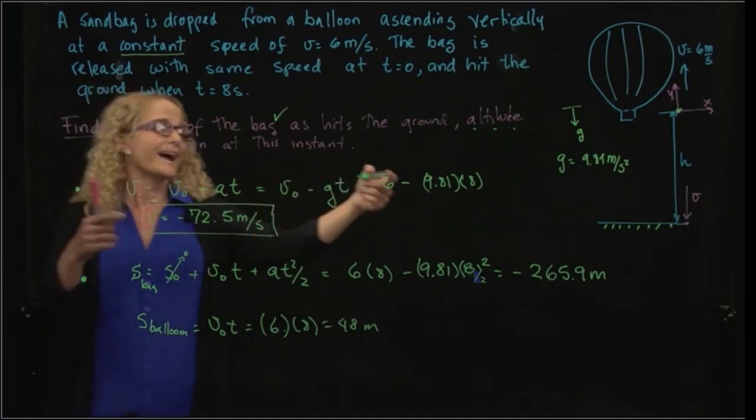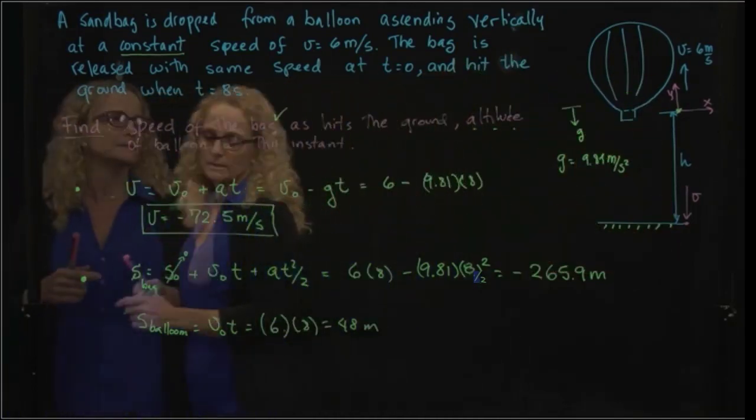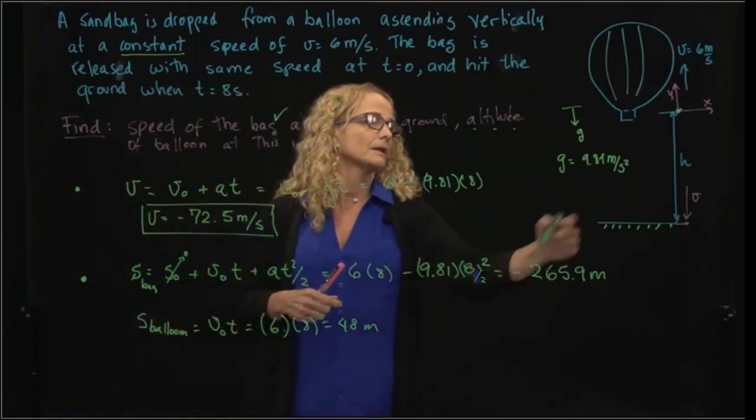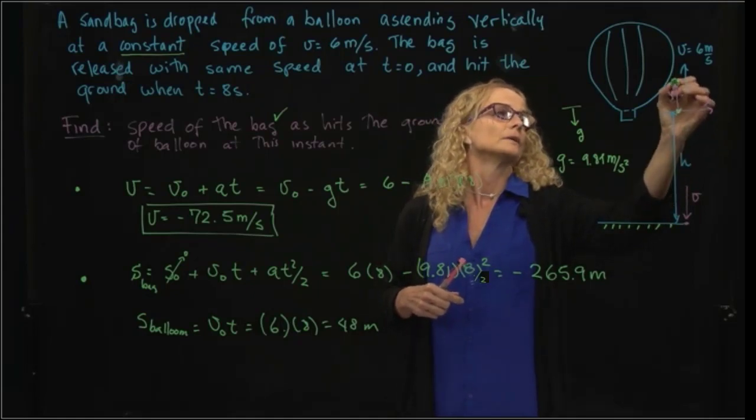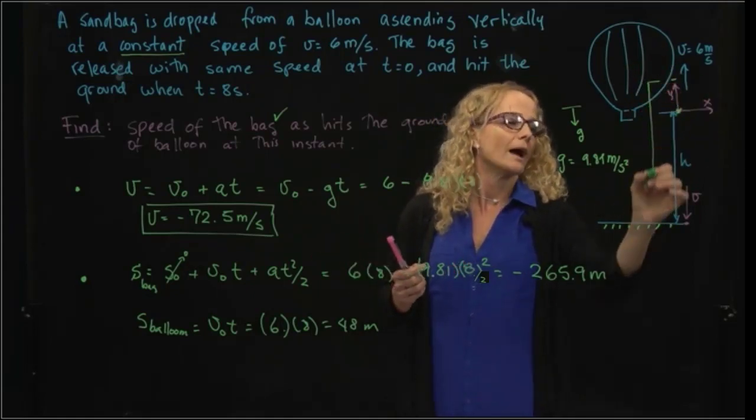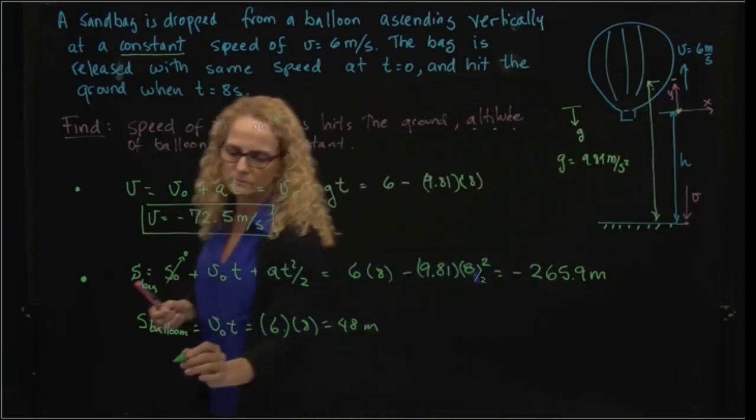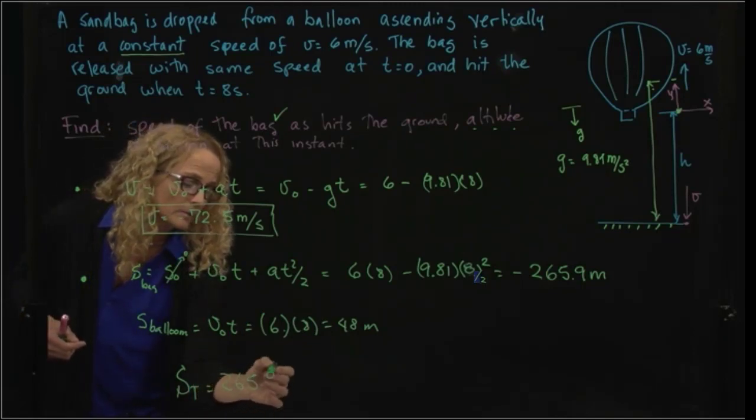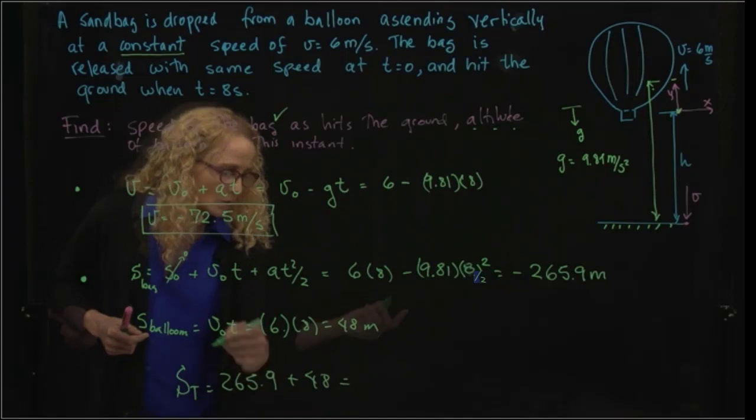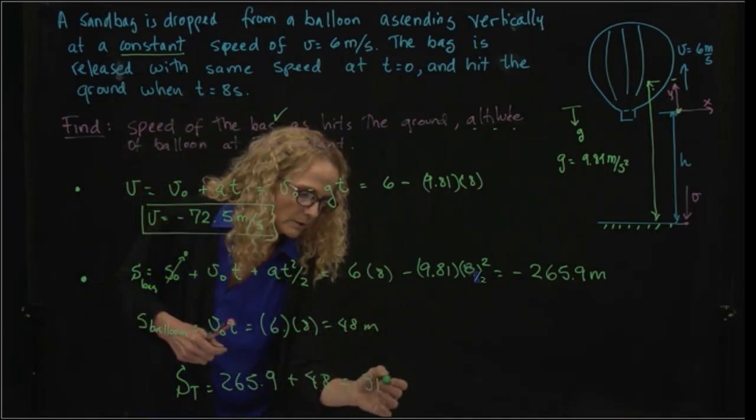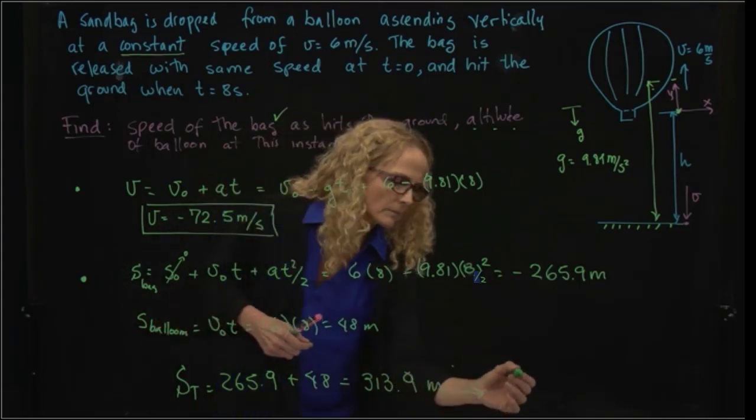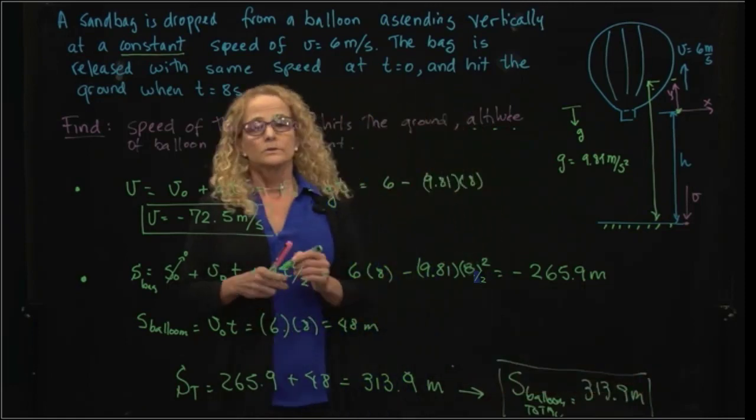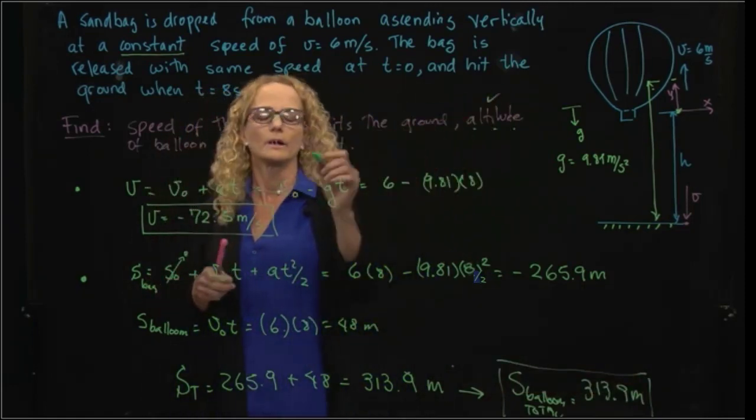So the total altitude of the balloon when the sandbag hits the ground will be those distances added together. Obviously this is negative because my coordinate system is right here, and the other is positive. But to find the total distance, I have to add those two. So it will be 265.9 plus 48 meters, which gives me a total altitude of 3. So we have our two results that we were asked to calculate.